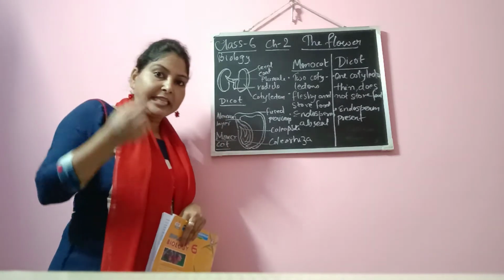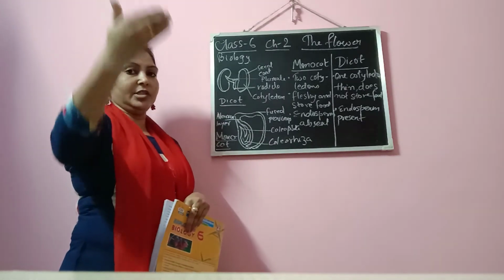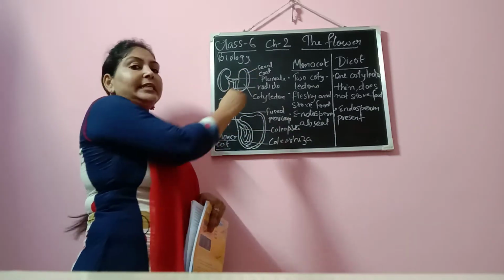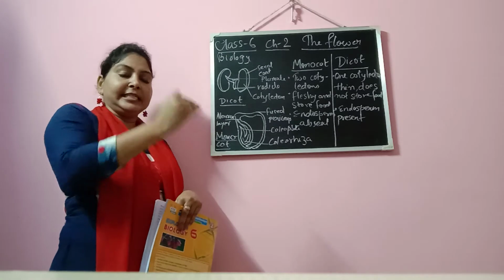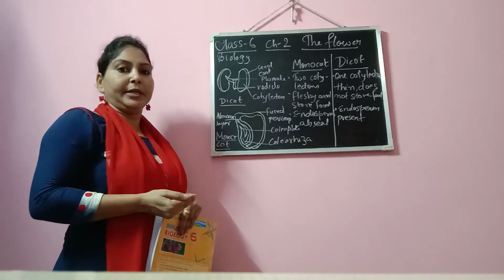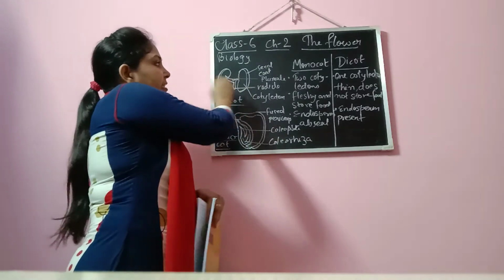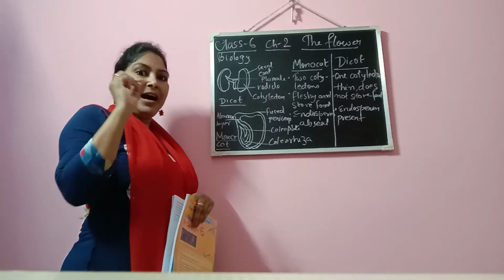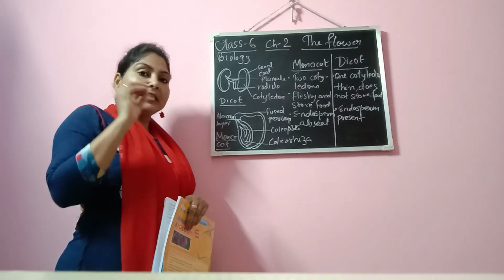Testa is the thick part, which is at the outermost layer, and just inside there is a thin layer which is called the tegmen. Now again in this seed you will find there's a part which is called hilum.